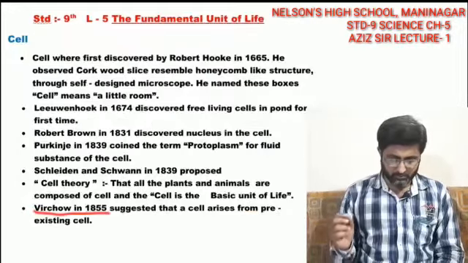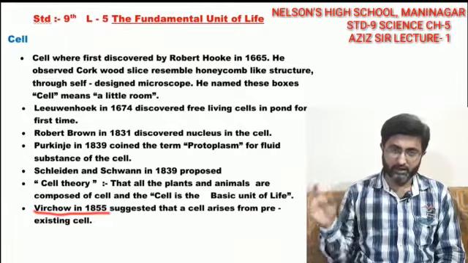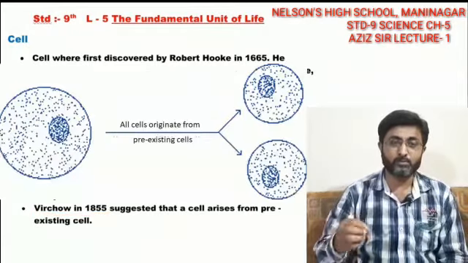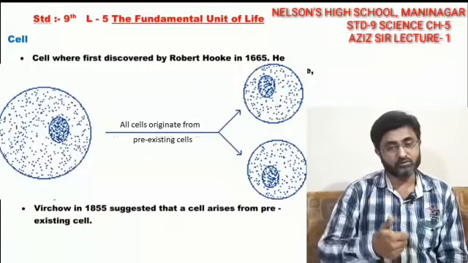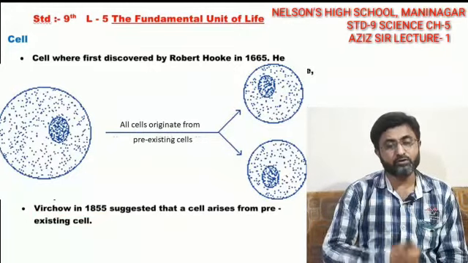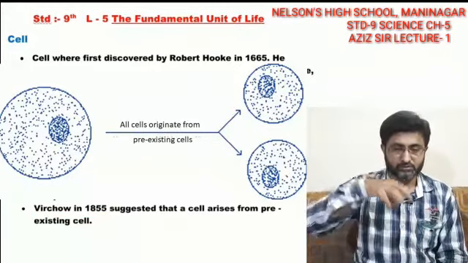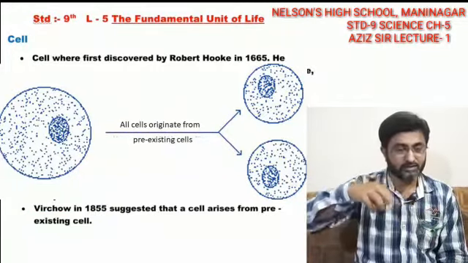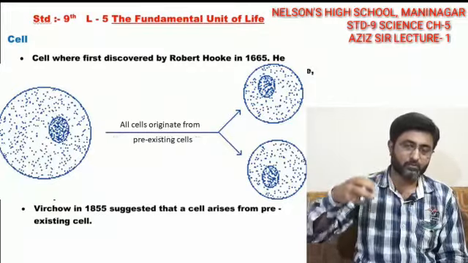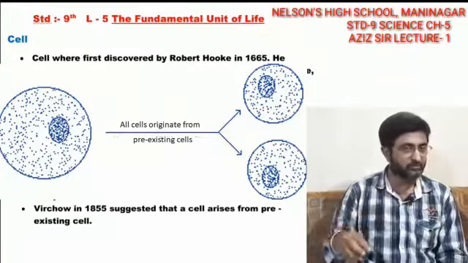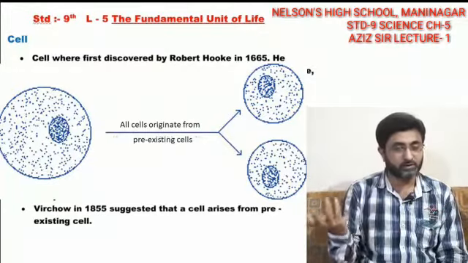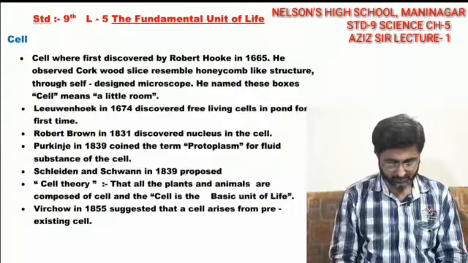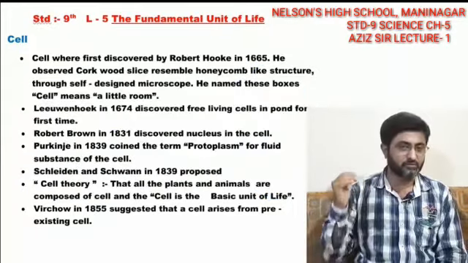Then came Virchow in 1855, who suggested that cells arise from pre-existing cells. This term relates to reproduction, that new cells are formed from the previous cells. So he said that the new cells are from pre-existing cells only. A new cell does not form on its own, it is formed from a pre-existing cell. So these were the different concepts of cell.